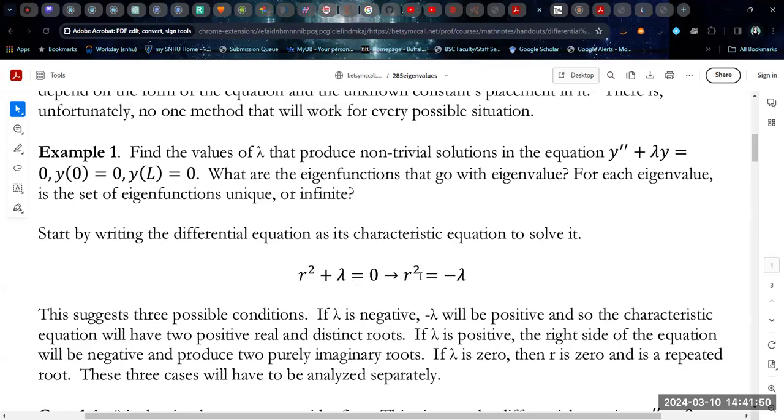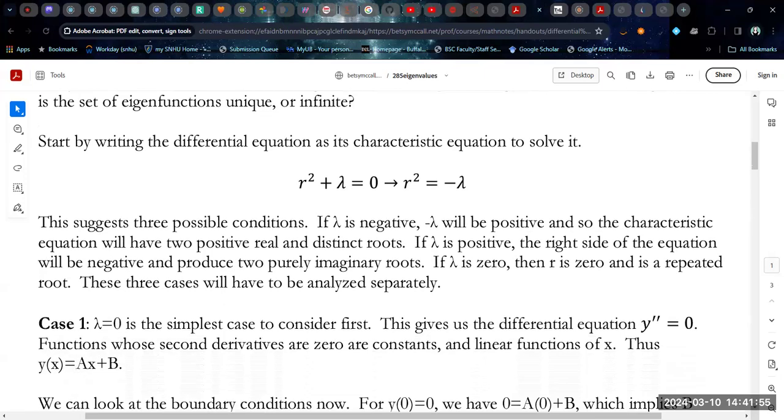And if we solve for that, r squared is equal to negative lambda. So this is going to suggest, in theory, three possible solutions. If lambda is negative, then negative lambda will be positive, and so the characteristic equation will have two real, distinct roots. If lambda is positive, then the right side of the equation will be negative, and that will produce purely imaginary roots. And if lambda is 0, then r is 0, and this is a repeated root. Each one of these cases will have to be analyzed separately.